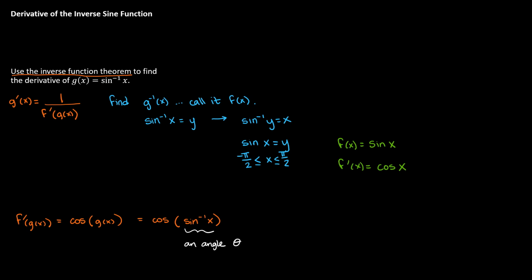So sine inverse of x has to be an angle, and we've said that that angle has to be between -π/2 and π/2 because of the inverse situation. So let's consider this as cosine of some angle theta. And let's draw a triangle to figure out what that would look like. So we'll come back to this after we draw our triangle.